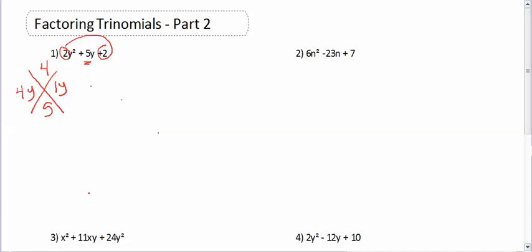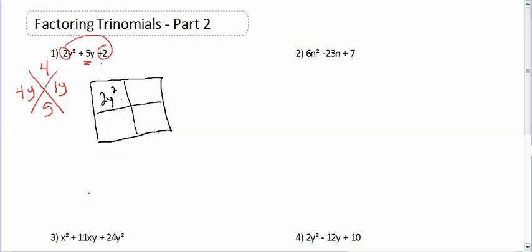Okay, now we're going to make our box. At the top left-hand corner, right here, we put our first term, which is 2y squared. The last term always goes down here. These two boxes are the sides of your x. So it's y here and 4y here. And it doesn't matter which one you put. You could put 4y here and y here. Doesn't matter. Okay, the next step is factoring.